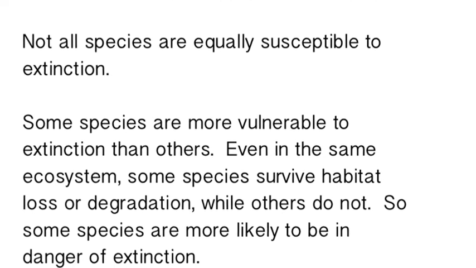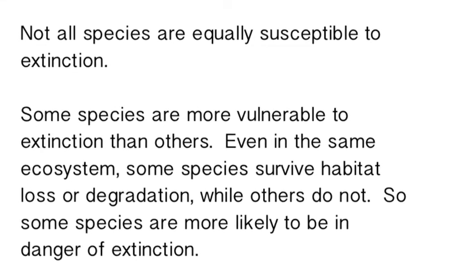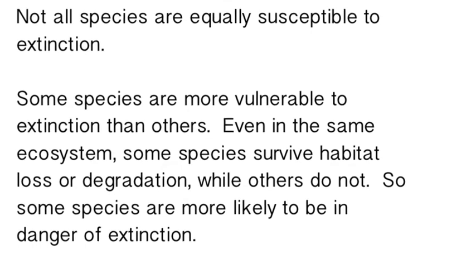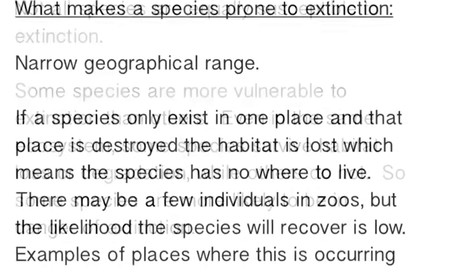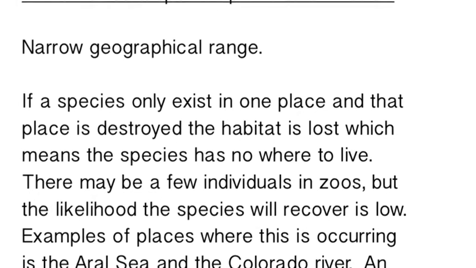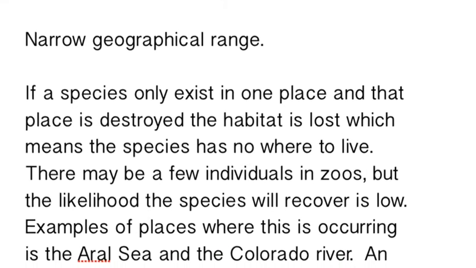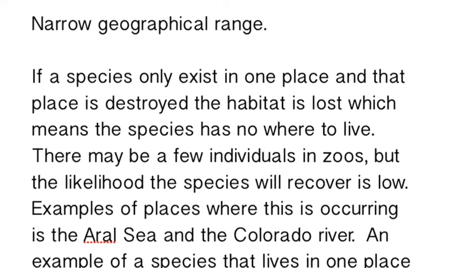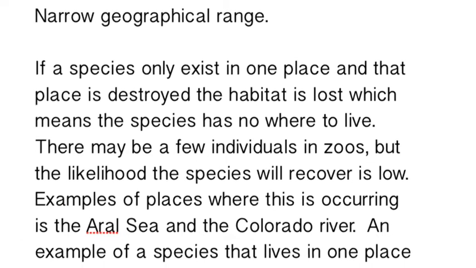Now, it turns out that not all species are equally susceptible to extinction or being wiped out. And so some areas stay more diverse than others, but there's things that make a species prone to it. And here's a big list. Number one, narrow geographical range, okay? It means that if it only exists in one place and you take out that one place, it's no longer going to exist, okay?